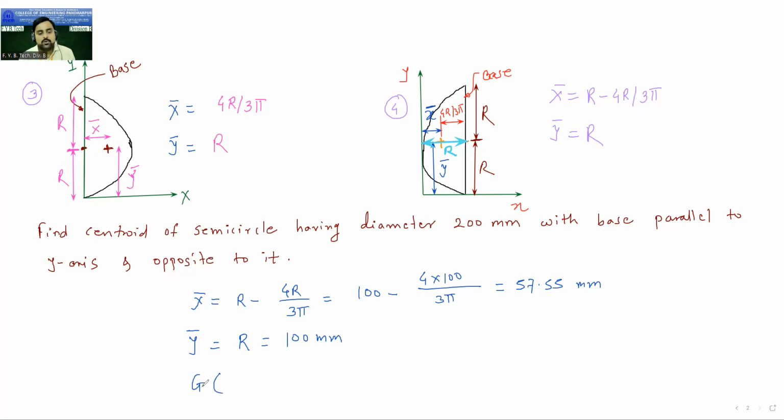G is the standard notation used for the centroid. For centroid and center of gravity, we give the notation G to these points, point G. So I will write here G, x bar and y bar, meaning the ordinates of point G. x bar and y bar are equal to: x ordinate is 57.55 mm and y ordinate is 100 mm. Are you getting the meaning of this?